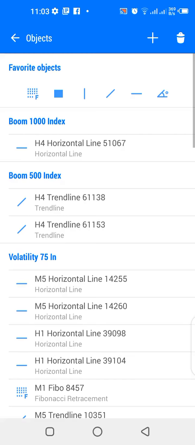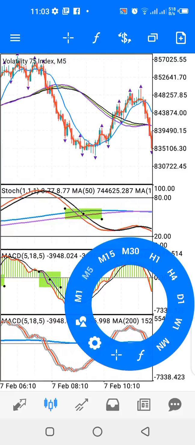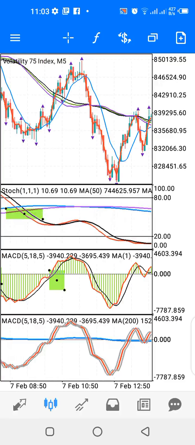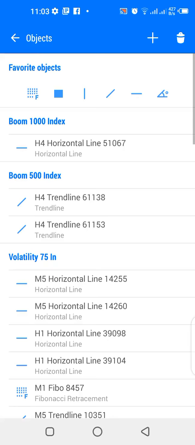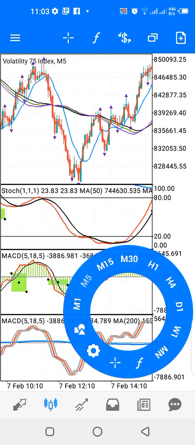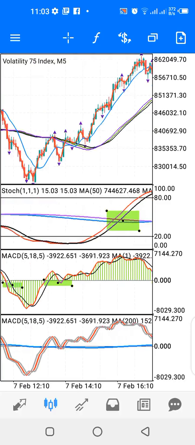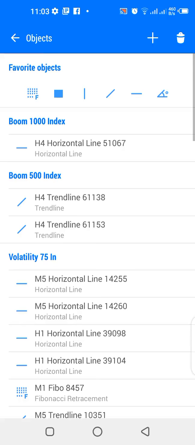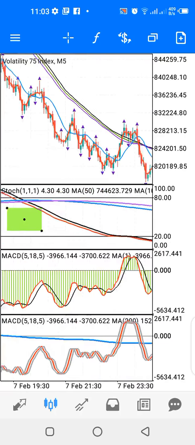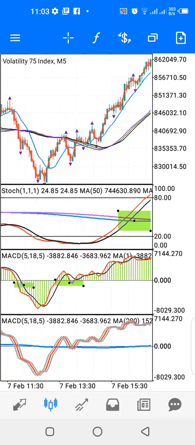Crosses down, sell signal. Crosses up, buy signal. Crosses down, sell signal. Crosses up, buy signal. Okay, so I have another cross down around here for us to have a sell signal. Okay, so that's basically how indicator window 2 works.